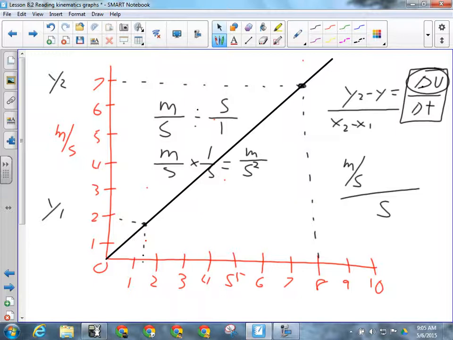Okay, in other words, this is how fast I'm changing my velocity. How many meters per second faster did I go each second? Meters per second per second. All right, everybody follow me there? Okay, where did I lose you?